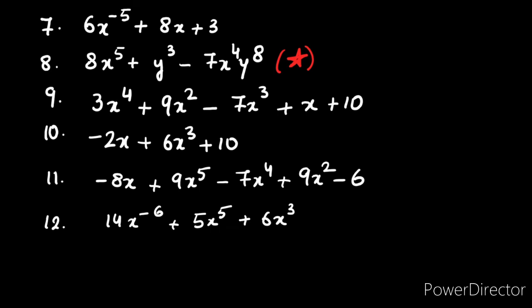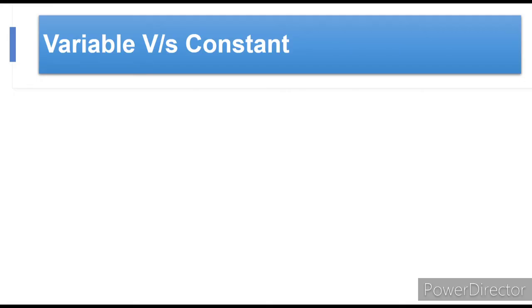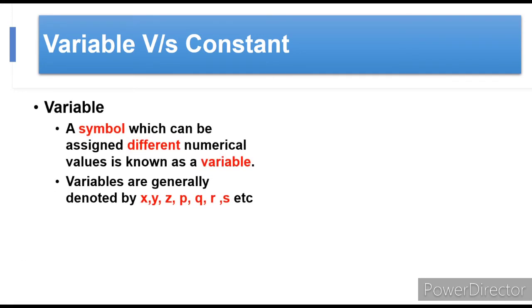There are a few important terms that I'll be explaining now. That is variable versus constant. What do you mean by a variable? A variable is a symbol which can be assigned different numerical values. See, the name itself suggests variable. That means vary. It keeps on changing.